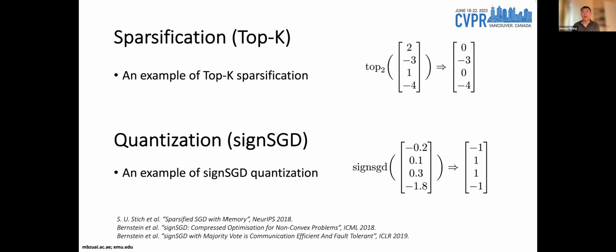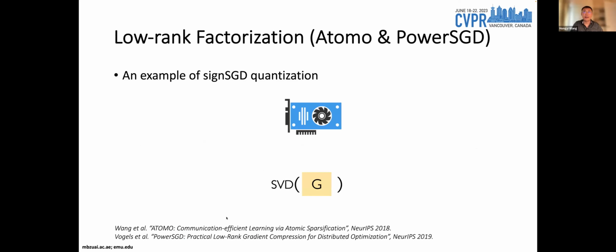And there's signSGD for quantization, where sometimes we can even just communicate the sign information, or sometimes we take just 2 or 4 bits of quantization. People have also looked into something similar to the Atomo method, like Sam just mentioned. We can compute the SVD of the gradient and then communicate just the low rank factorized pieces of that information. So that's for gradient compression.